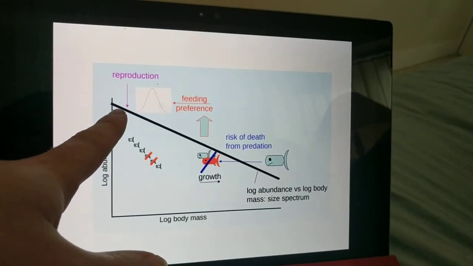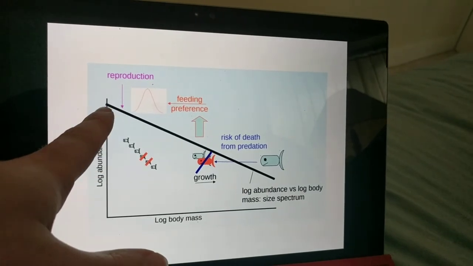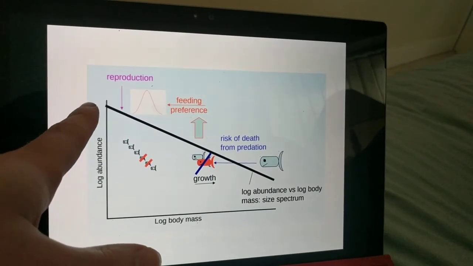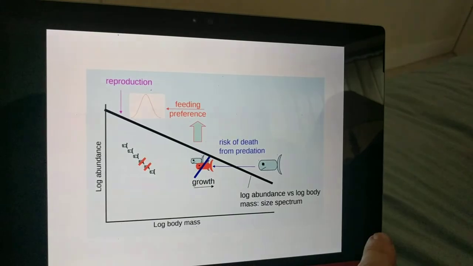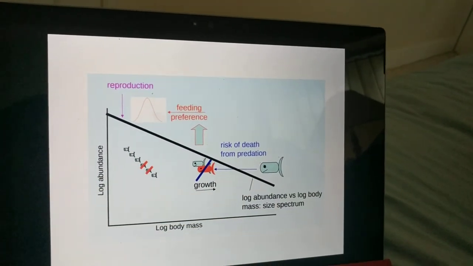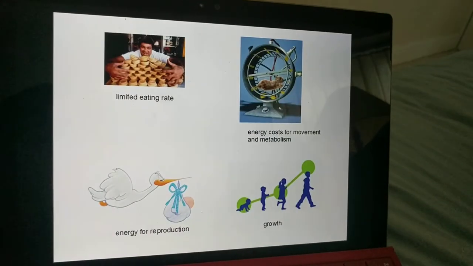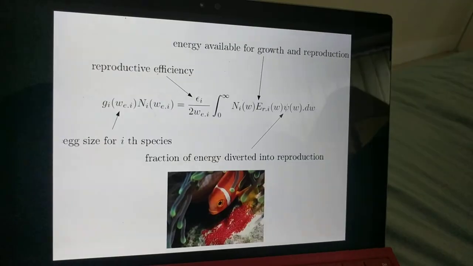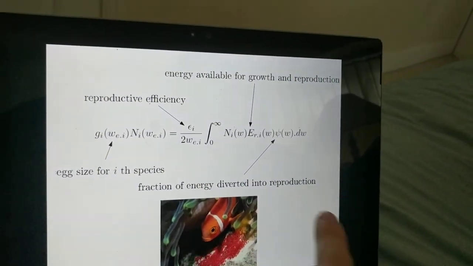Basically, the idea of a boundary condition is we work out how much abundance is coming in at the left, the influx of new eggs, by integrating over the mature fish and seeing how much energy they're diverting into reproduction. And that's given by this formula here.